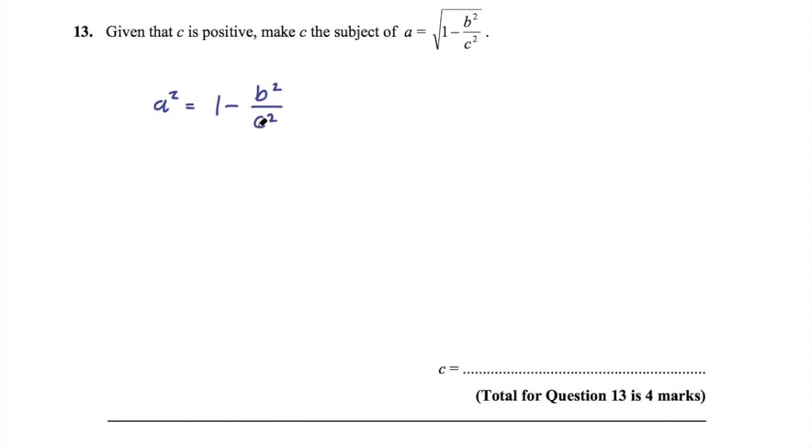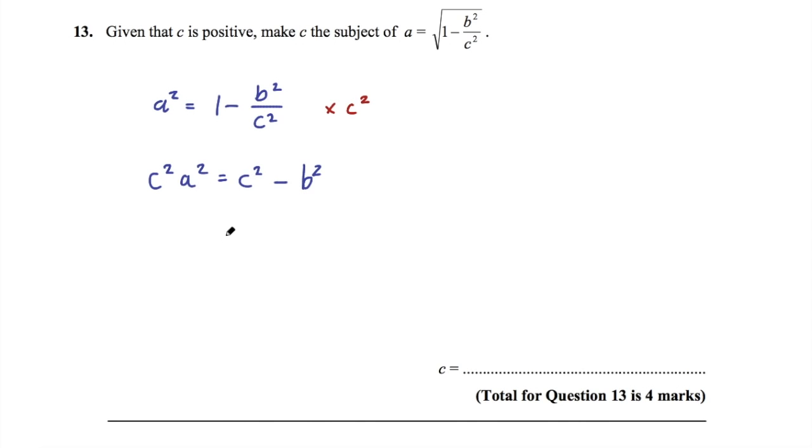And then I want to get rid of this fraction. So how do I get rid of that fraction? I have to multiply everything by c squared. Okay, so if I multiply everything by c squared, I'll end up with c squared a squared equals c squared. 1 times c squared is c squared, and then minus b squared, because I multiplied this fraction by c squared. So I haven't changed anything, I've just multiplied the whole thing by c squared, which I can do because I multiply both sides by the same thing, and it's still equal.